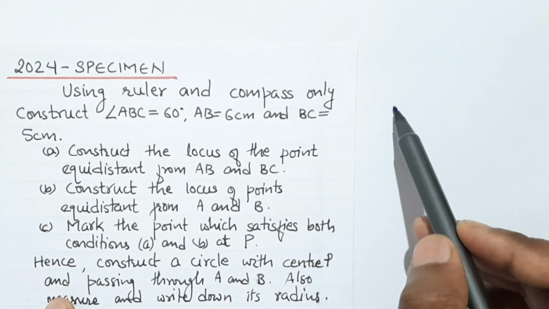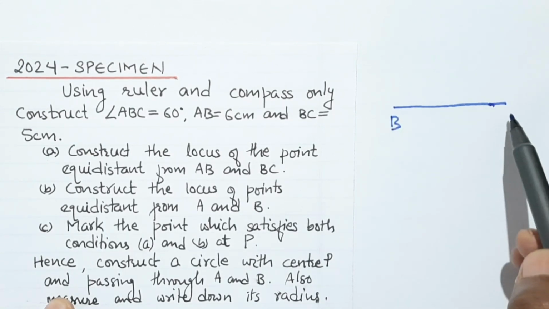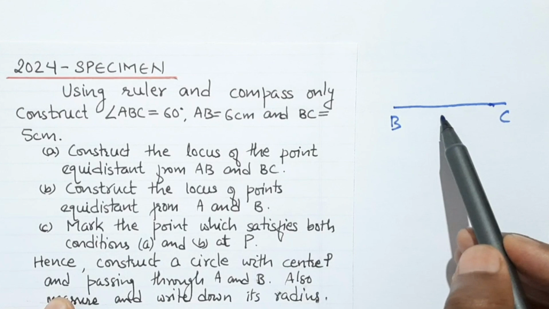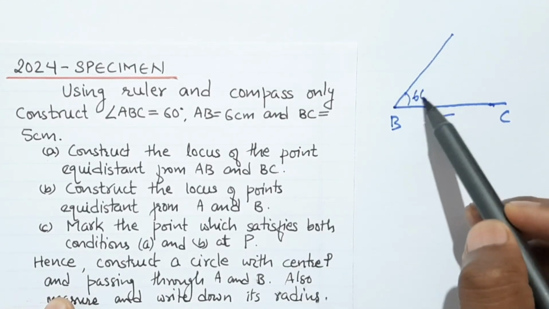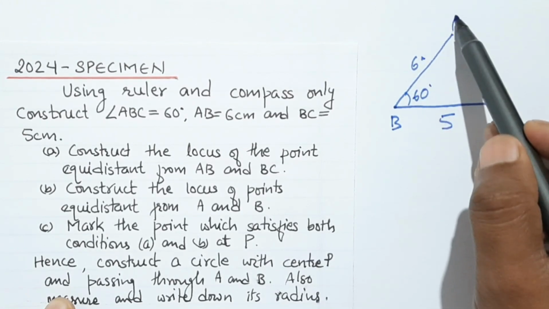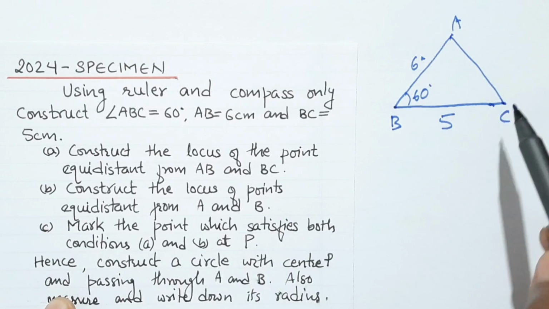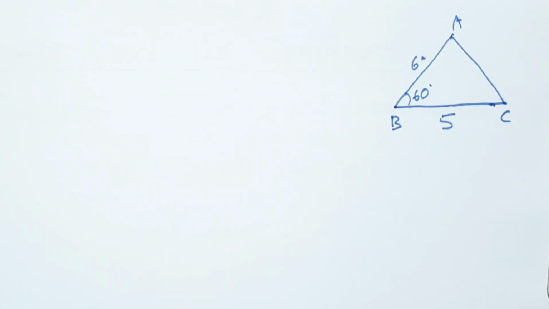First we have to construct a triangle in which base BC is equal to 5 centimeter, angle ABC is 60 degree, and the length of AB is 6 centimeter. This is AB, and then join this. So we have a triangle like this. Okay, this is the first part. Let us draw this triangle first.